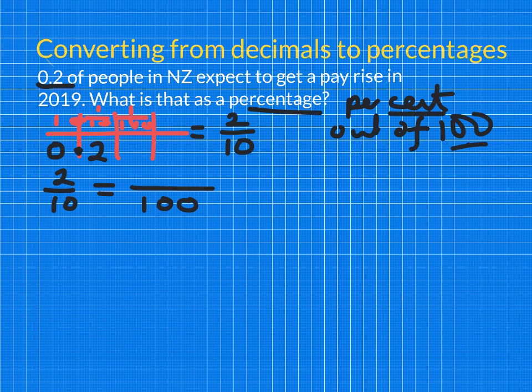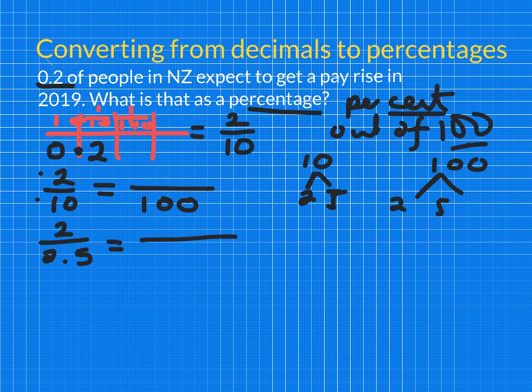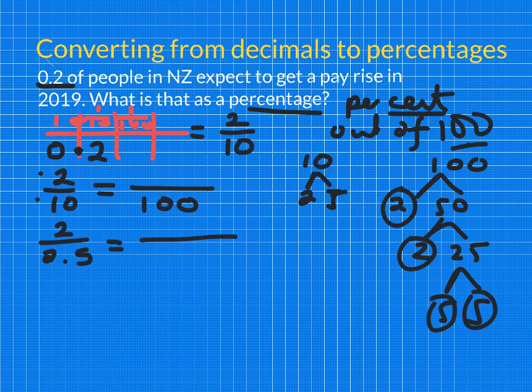So let's break everything down to its prime factors. 2 is prime, 10 we can break down. 10 is 2 times 5. So we've got 2 over 2 times 5. And 100 we can break down. 100 is 2 times 50, 2 times 25, and then 5 times 5. So the prime factors would be 2, 2, 5, 5. So 2 times 2 times 5 times 5 is going to be the equivalent of 100.